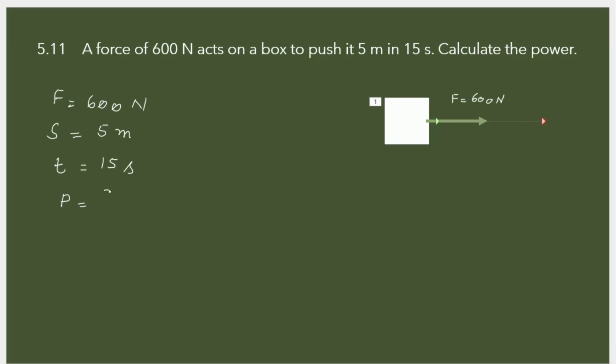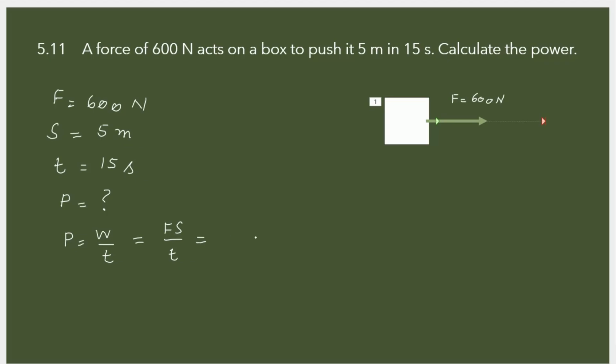We know that the formula for power is work over time. So P is equal to W divided by T. Here W stands for work and the formula for work is F into S. To calculate work we have to multiply force with the distance.